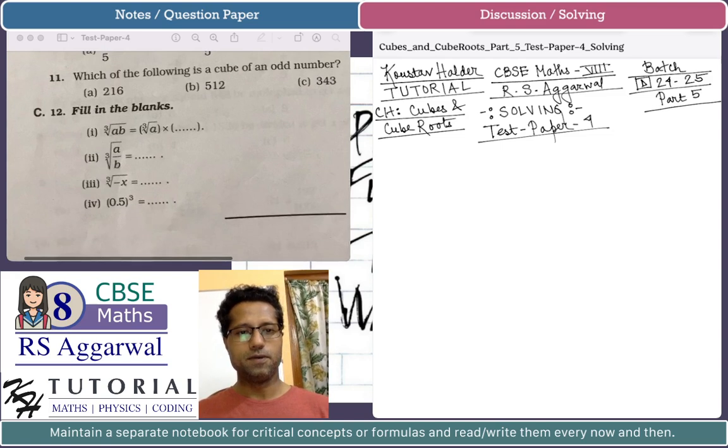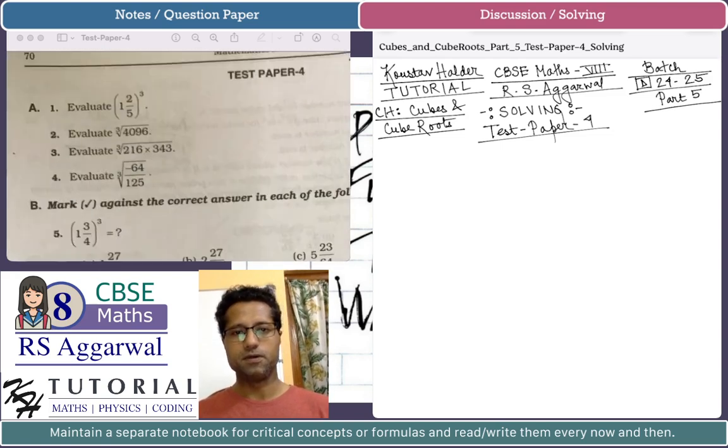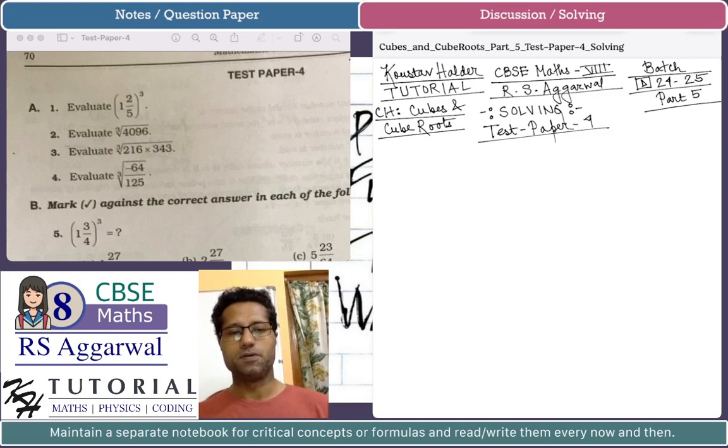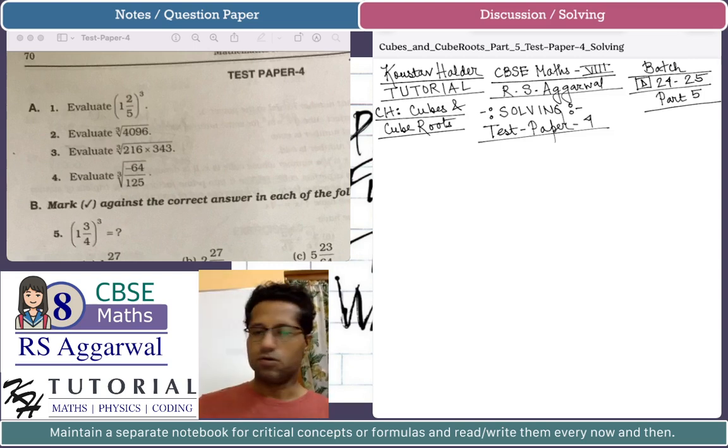At the end of every chapter in the textbook of author RS Aggarwal, there is a test paper which is a good paper for evaluating your understanding of the chapter concepts. You should always solve the problems from the test paper of every chapter. Okay, so let's start solving the problems.